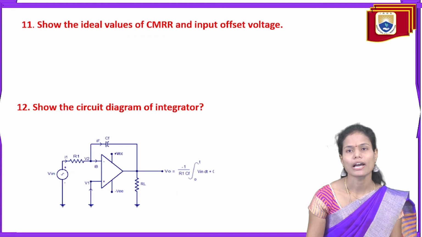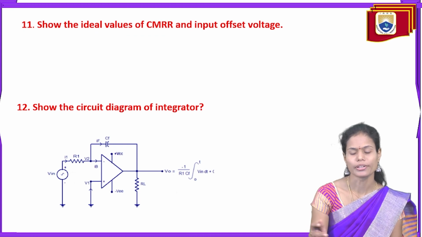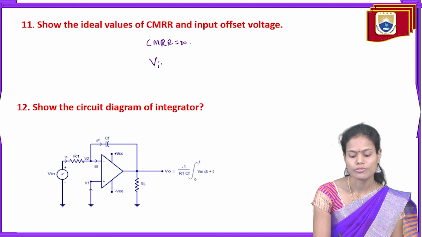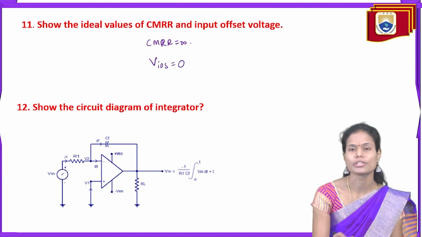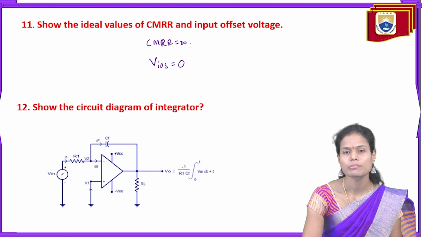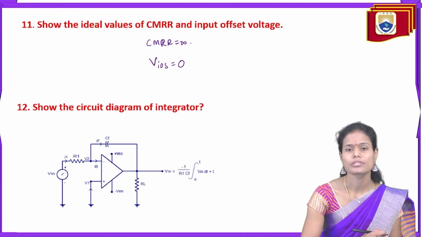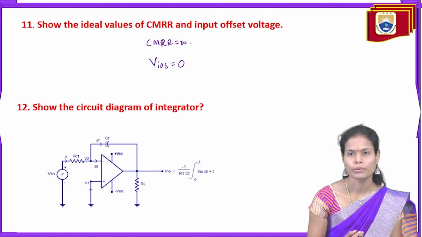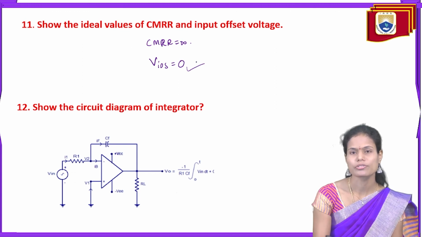And next, show the ideal values of CMRR and input offset voltage. In the ideal case, the CMRR value is infinity and the input offset voltage VIOS is 0. Input offset voltage must be 0. Why? Because input offset voltage is the output obtained when we are not providing any input voltages to the two input terminals of the operational amplifier. Whenever we are not providing any input, we should not get any output. That's why in the ideal case this value is 0.